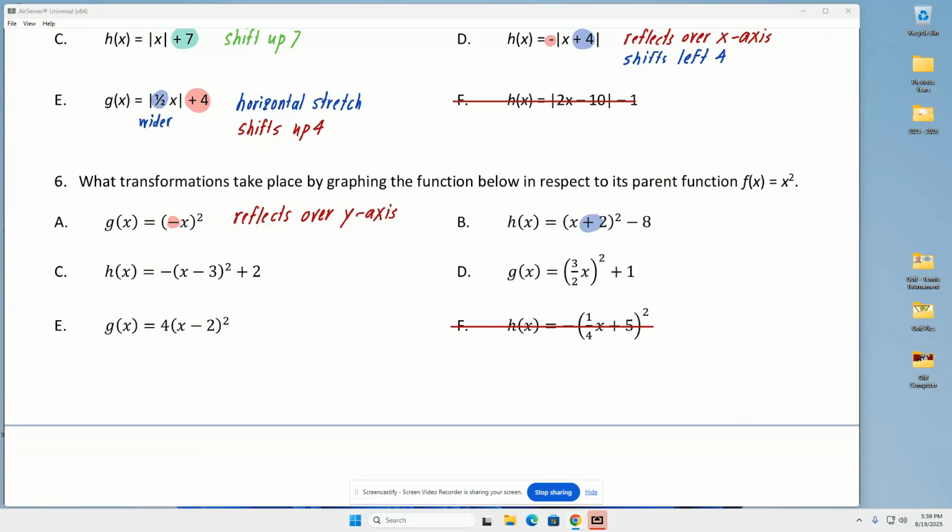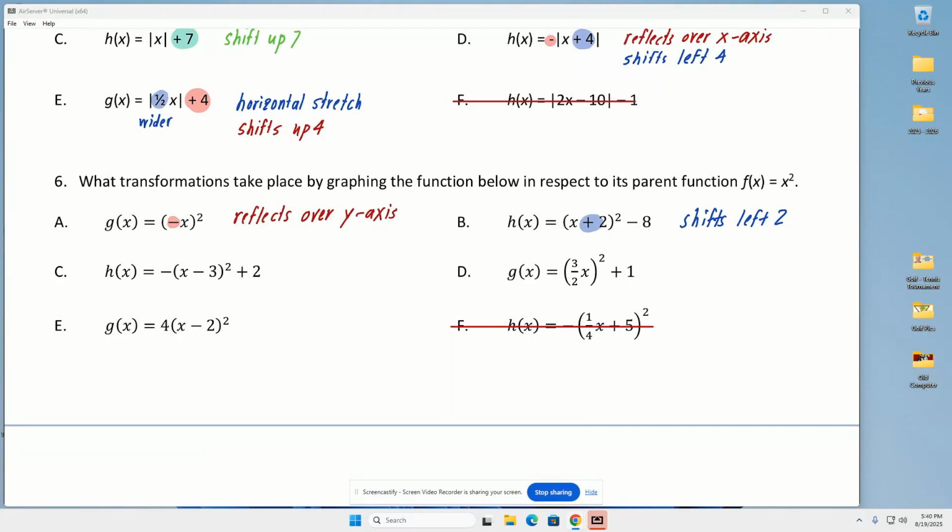Next, we got this problem adding 2. Okay, adding is a translation, a shift. It's inside, so it's horizontal. It's inside, so it's the opposite. So it's actually a negative 2 horizontal shift. So that's going to shift negatively, right? Left 2.